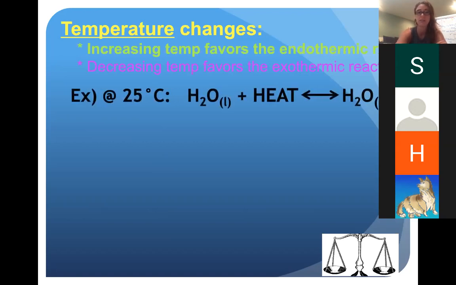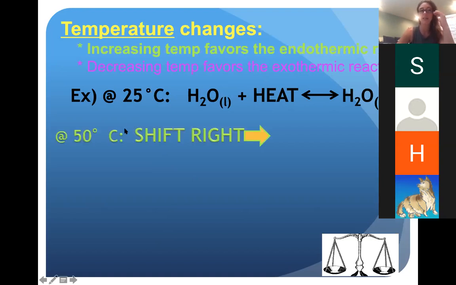So let's look at an example. Here's one that you probably recognize, liquid turning to gas. Obviously, we need to add heat to a liquid to make it turn into a gas. So this is endothermic in the forward direction. And let's say this is at 25 degrees Celsius. So now, if I increase the temperature to 50 degrees Celsius, think of heat as a reactant.